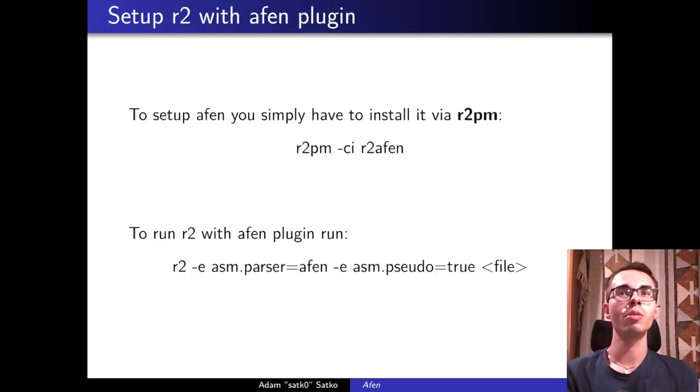So how do you go about setting this all up? Assuming that you have already installed r2pm and upgraded its packages, you can just run it with the ci flag and install afen. Then, to run it, you just use this long command that I have in my Git repository, so no worries, and include the file that you want to work on.